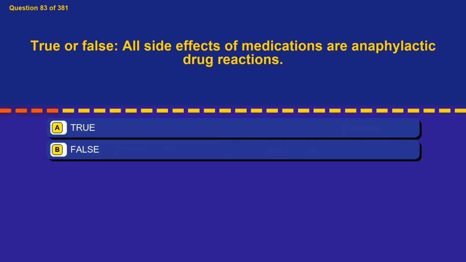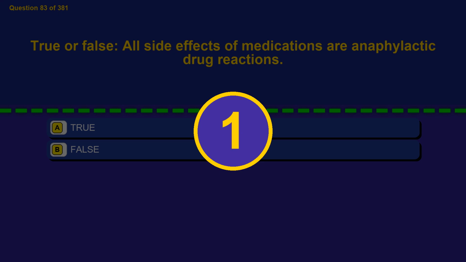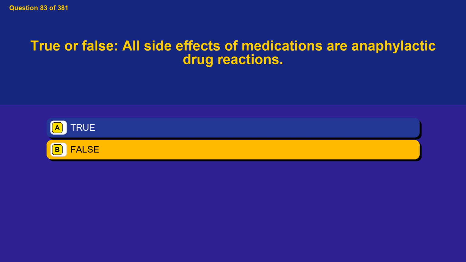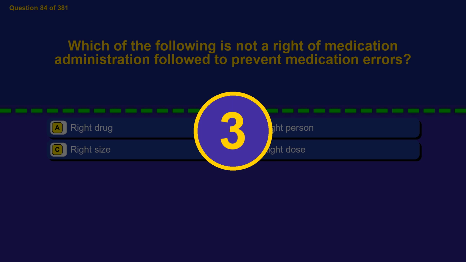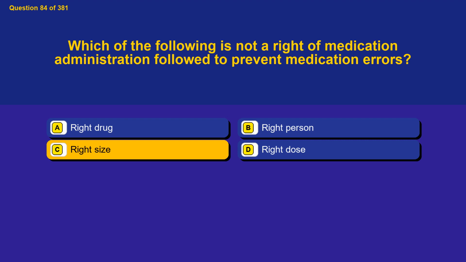Question 83. True or false, all side effects of medications are anaphylactic drug reactions? Option A, true. Option B, false. The correct answer is option B, false. Question 84. Which of the following is not a right of medication administration followed to prevent medication errors? Option A, right drug. Option B, right person. Option C, right size. Option D, right dose. The correct answer is option C, right size.